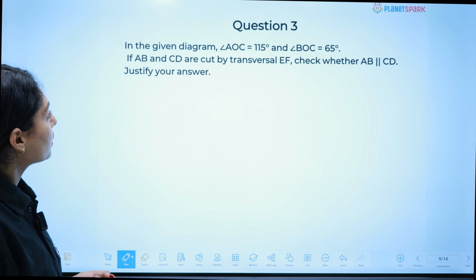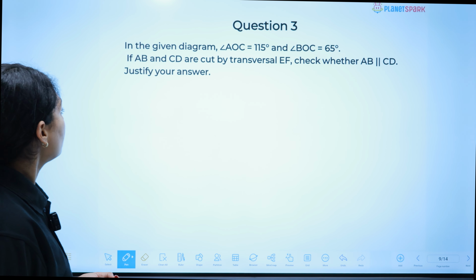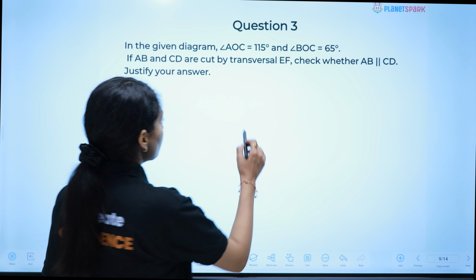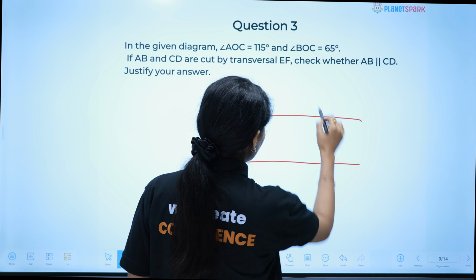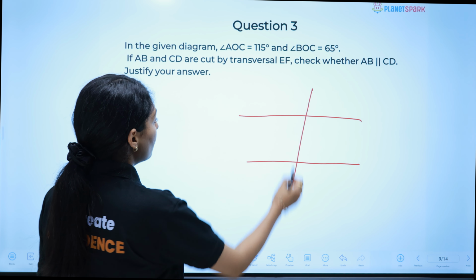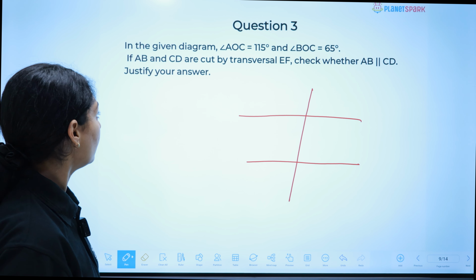Okay, we have angle AOC and BOC 65 degrees, if AB and CD are cut by transversal EF. Okay, two lines cut by a transversal. We have to prove these two lines to be parallel.